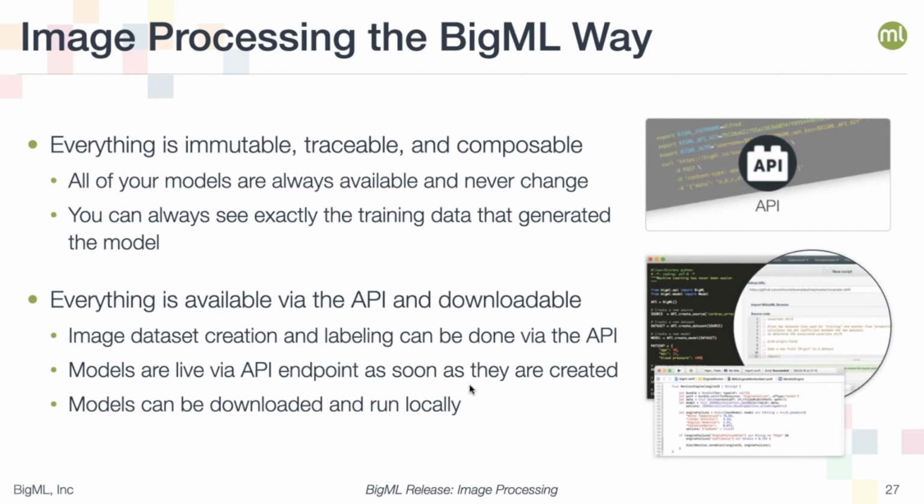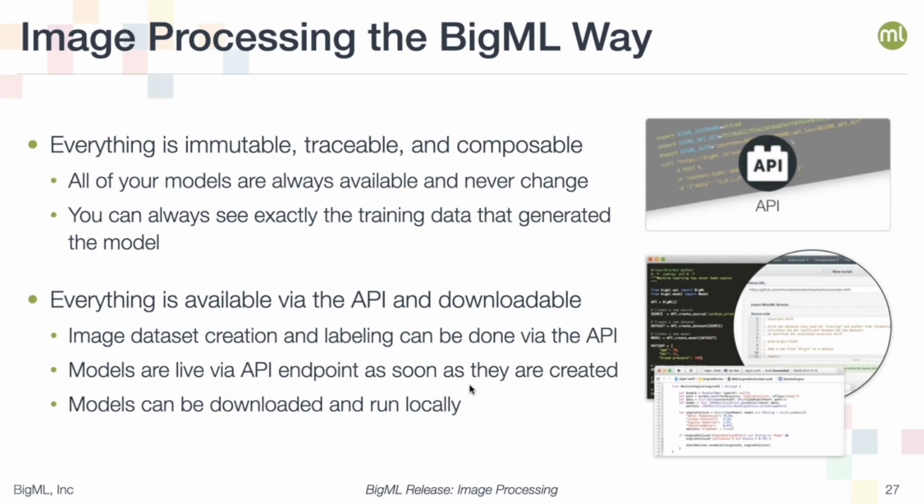No matter how complex of a thing you build, you can always trace it back through and figure out how exactly it was built and what exactly it was built from. And then everything is available via the API and downloadable. So image dataset creation, labeling, everything that you saw me do when I was labeling the images, when I was adding sources to the composite, all of that stuff is available via the API, as is everything in the UI.